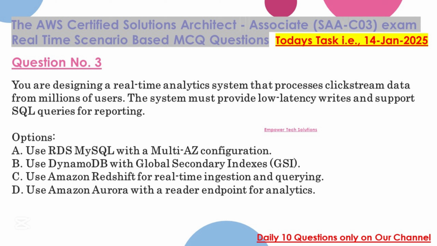Options: A. Use RDS MySQL with a multi-AZ configuration. B. Use DynamoDB with Global Secondary Indexes, GSI. C. Use Amazon Redshift for real-time ingestion and querying. D. Use Amazon Aurora with a reader endpoint for analytics.